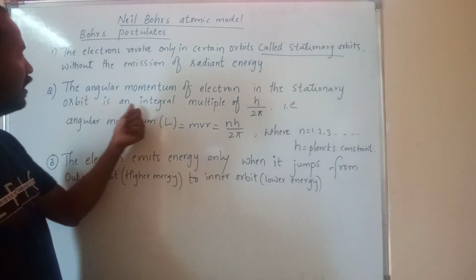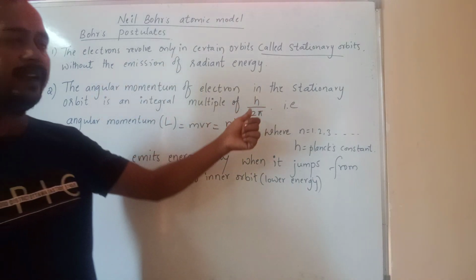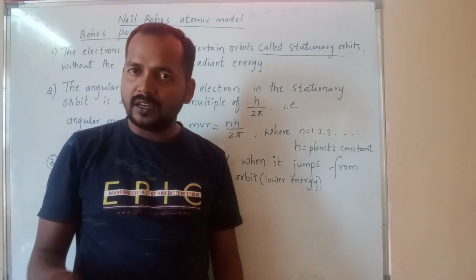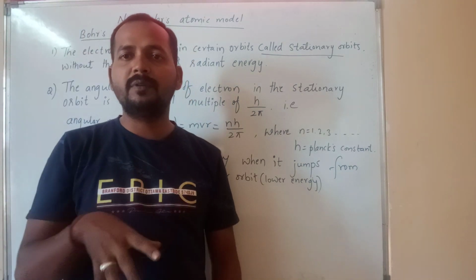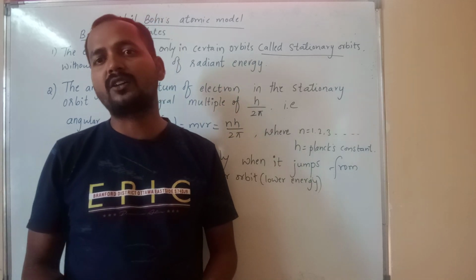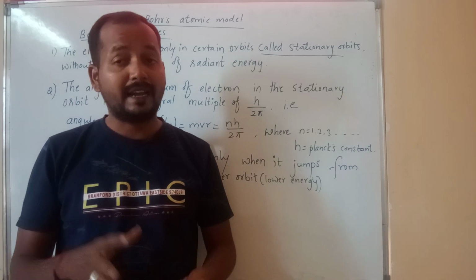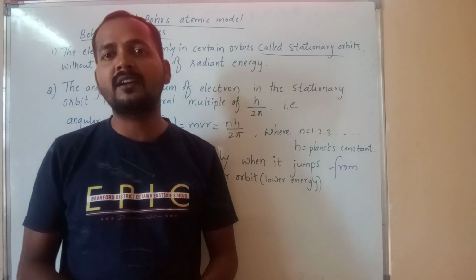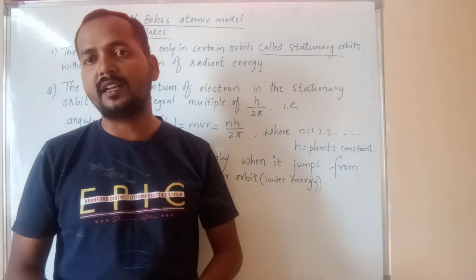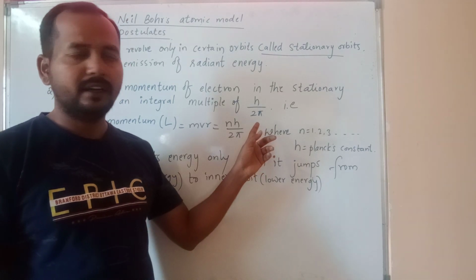Second one, the angular momentum of an electron in the stationary orbit is an integral multiple of h by 2 pi. The electron revolving in an orbit has angular momentum. Momentum means mass and velocity. The electron has a mass and is moving with a constant velocity in an orbit. That means it has some angular momentum, and that angular momentum is equal to an integral multiple of h by 2 pi.